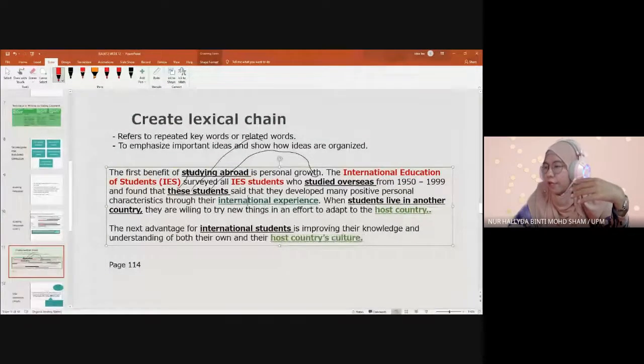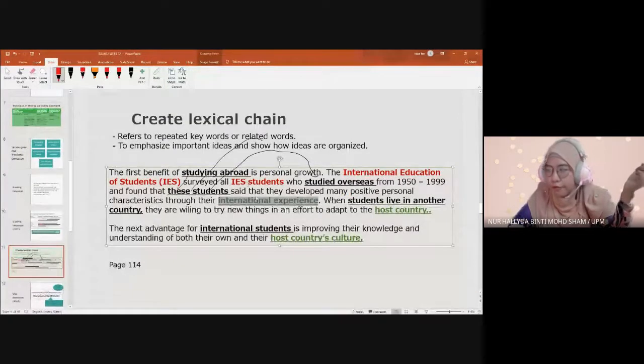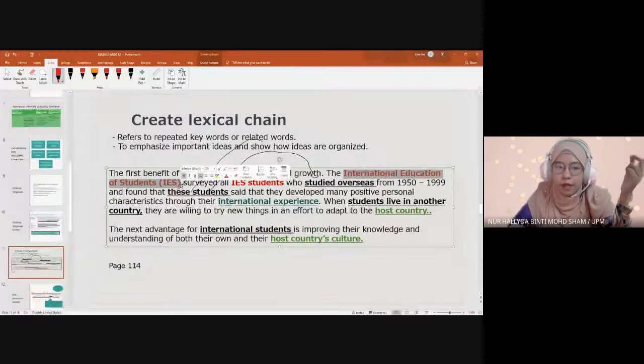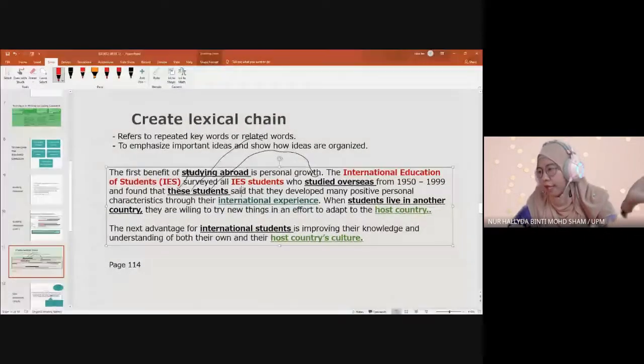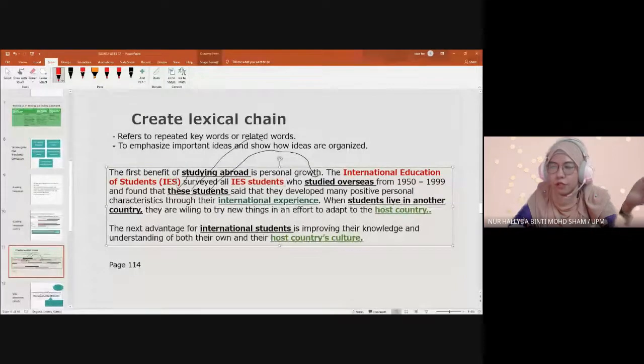And then we have the word international experience. International experience related to abroad. And the one in red, first you use full form, tulis penuh. But next time you use the short form because you already introduced the full form the first time. Okay, this is what it means by lexical change.